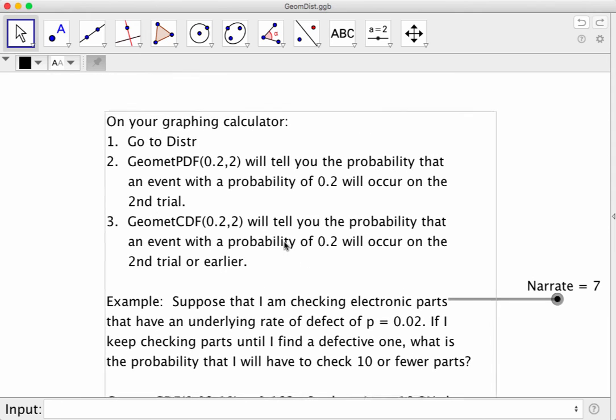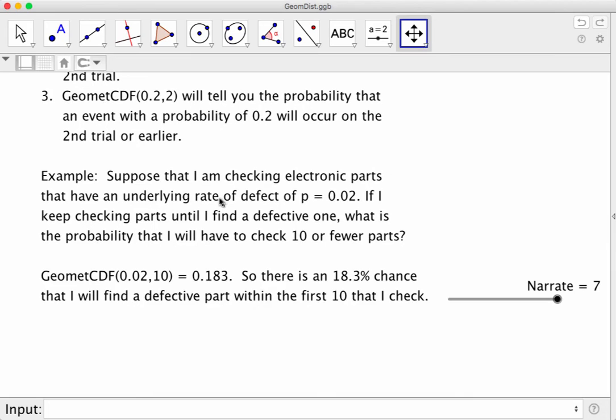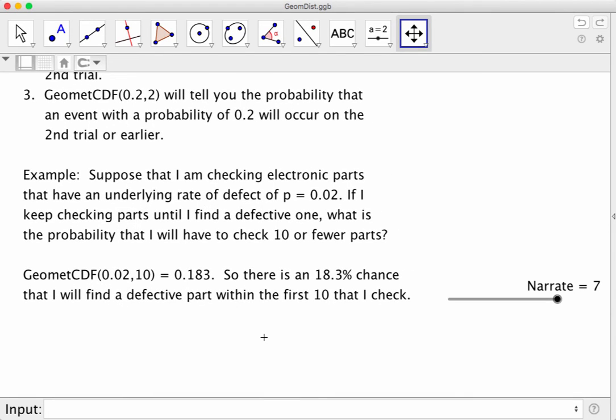So here's an example. Suppose, for example, that I am checking some electronic parts, and there's an underlying rate of defect of p equals 0.02. If I keep checking parts until I find a defective one, what is the probability that I'll have to check 10 or fewer parts? Because we're looking for a cumulative distribution here, we would use geometCDF, with 0.02 and 10 as the number of trials.